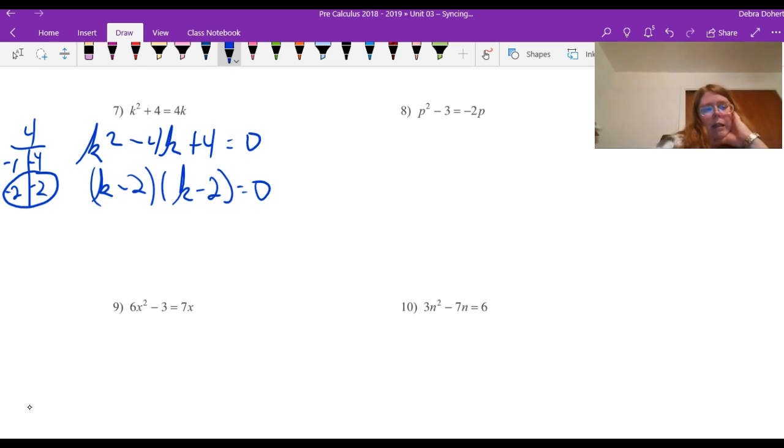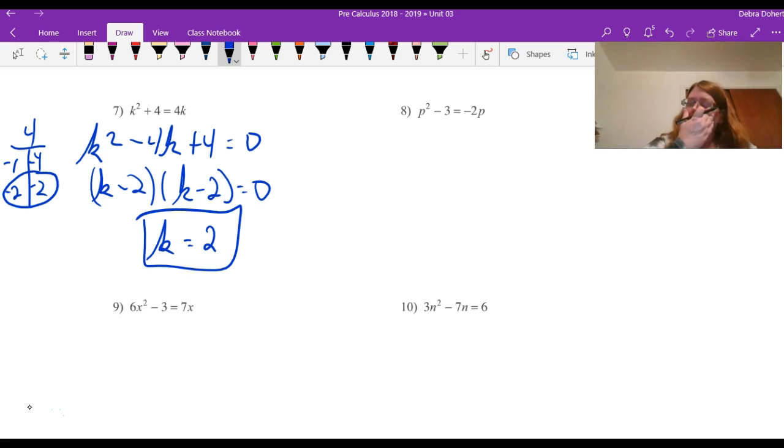This is a perfect square binomial, and there's no sense in setting each factor equal to 0. I mean, it's ridiculous because they're both the same. So in this case, the only thing that makes that true is that k would be equal to 2. All right, so now let's go ahead and do this next one.